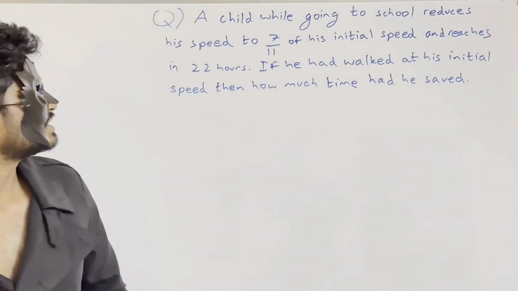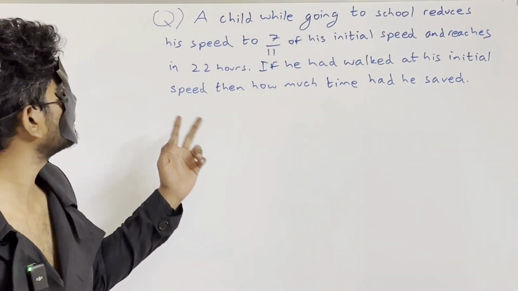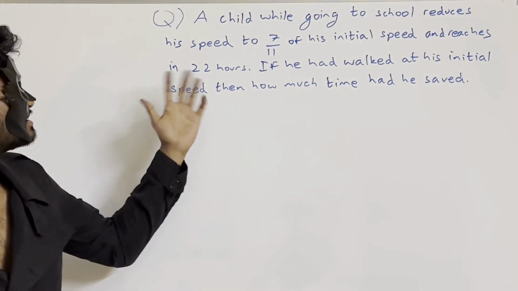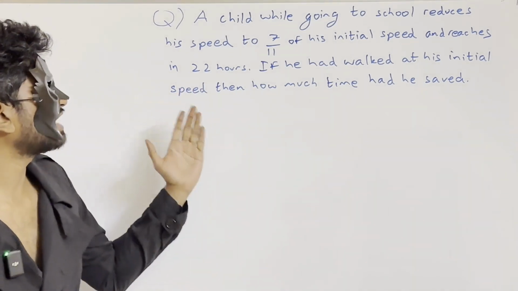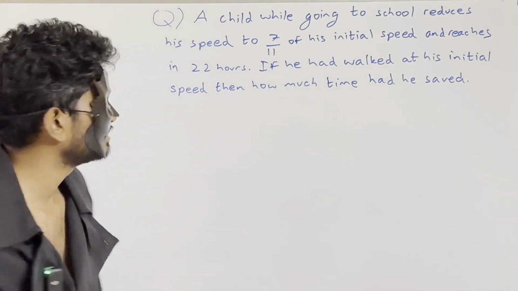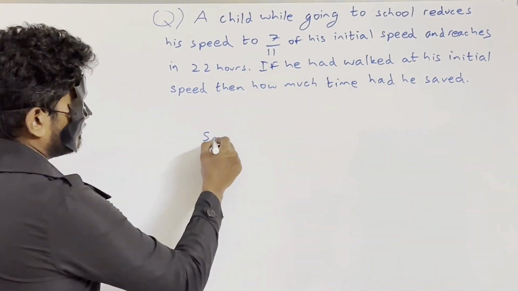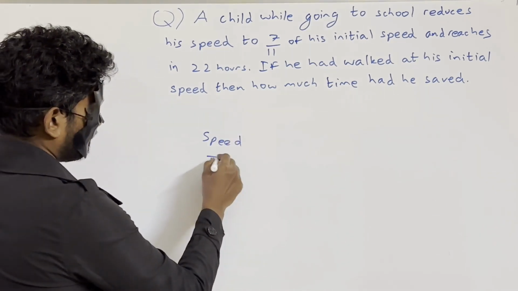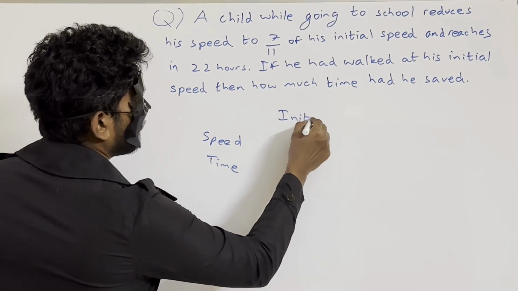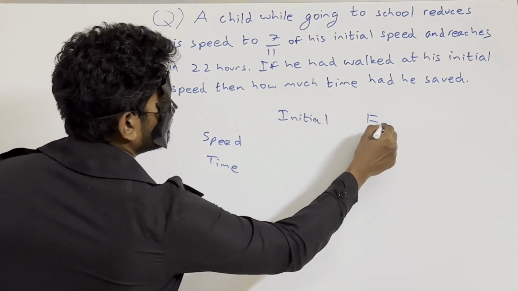So superhumans, next question is, a child while going to school reduces his speed to 7/11th of his usual speed and reaches in 22 hours. If he had walked at his initial speed, then how much time would he have saved? So let's take speed and time here. Initial, final.